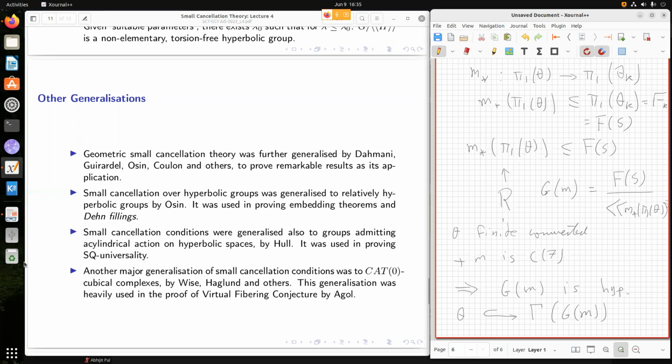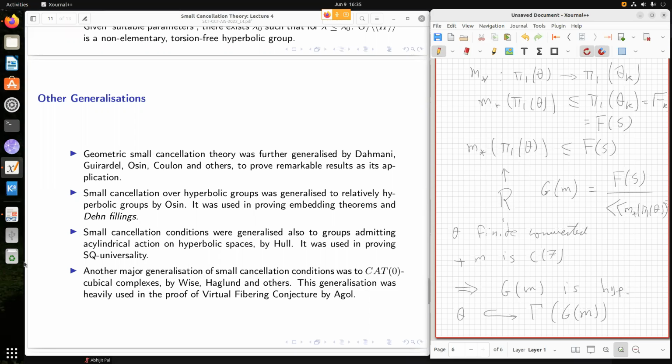So geometric small cancellation was done essentially by Delzant, Gromov, Osin, Coulon, and others, and many important results have been proven using these tools in mapping class groups, Out(Fn), and so on. Also this small cancellation theory was extended to relatively hyperbolic groups by Denis Osin. And that was done more in the line of Olshanskii, generalizing the epsilon pieces and things like that, to a more general context of relatively hyperbolic groups.